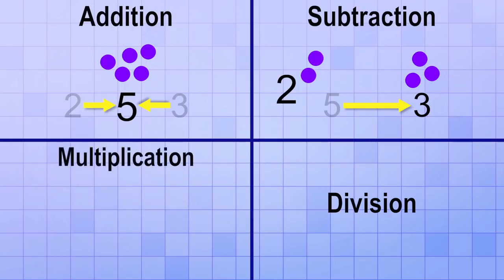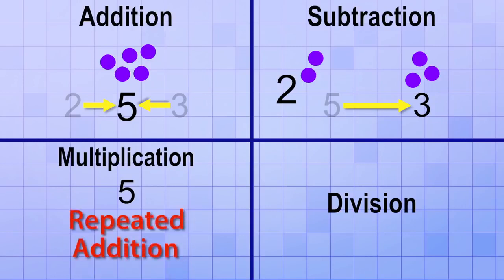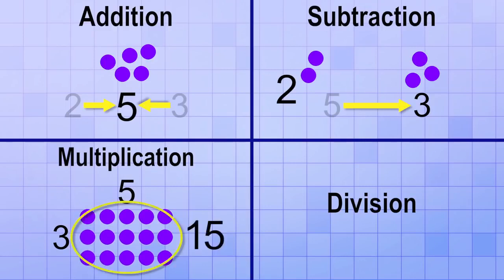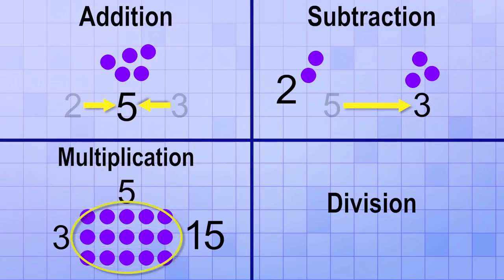The multiplication operation tells us to take one number and then repeat it a certain number of times. It's basically just repeated addition. For example, if we have the amount 5 and we multiply it by 3, that means we combine 3 groups of 5 to get a total of 15. So 5 times 3 is the same as 5 plus 5 plus 5. See how it's just repeated addition? Multiplication takes an amount and repeats it a number of times.